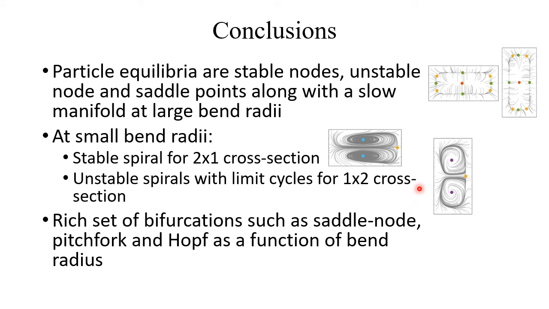while we get unstable spirals with limit cycles for a 1x2 rectangular cross-section. We also observed that for both of these cross-sections, we get a rich set of bifurcations, such as saddle node, pitchfork, and Hopf bifurcations as the band radius is varied. So that's it.